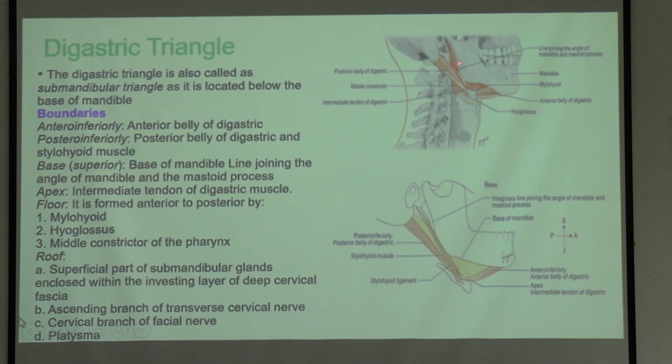Now, the floor. The floor is formed by the same muscle we can see, that is the mylohyoid muscle. In the floor we can get the mylohyoid muscle and also other muscles which are not visible, that is the hyoglossus muscle and the middle constrictor muscle.